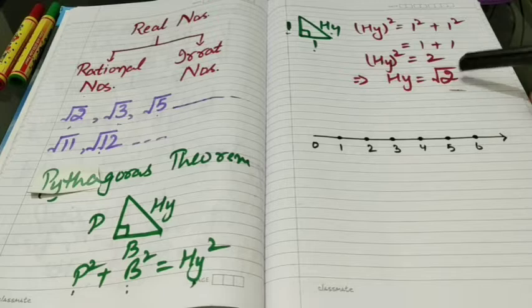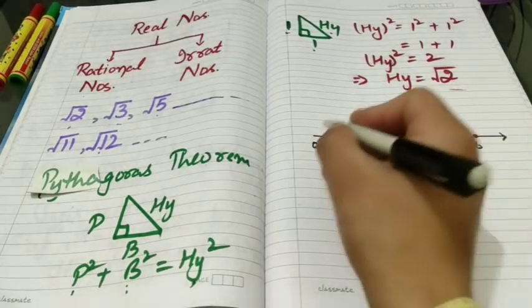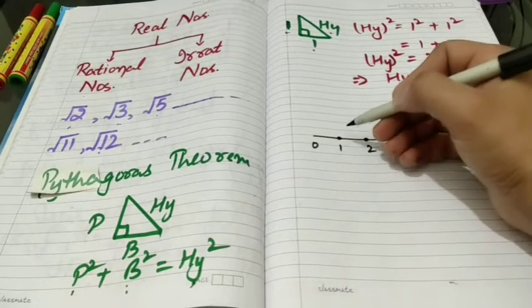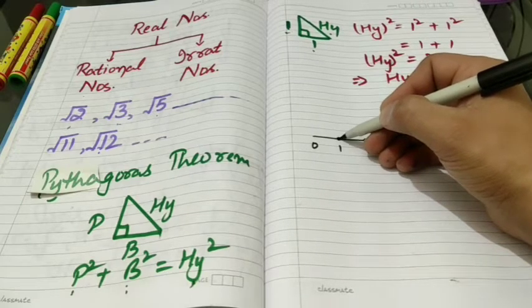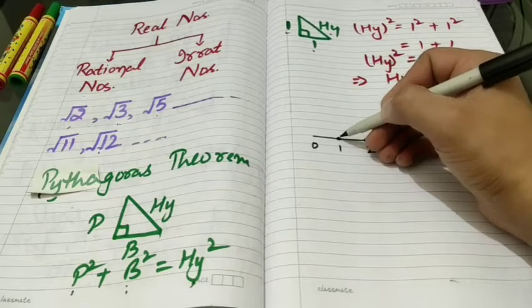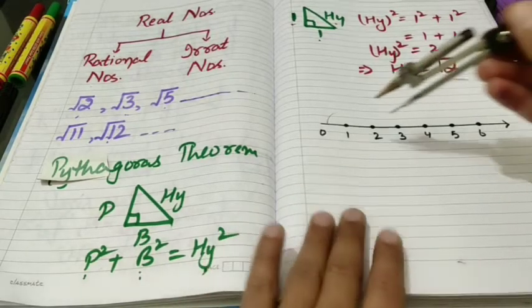For square root of 2, we need base of 1 unit and altitude of 1 unit. 1 unit base is this much. So by taking base of 1 unit, we will make an altitude of 1 unit along 1. For that, we have to make an angle of 90 degree on 1.